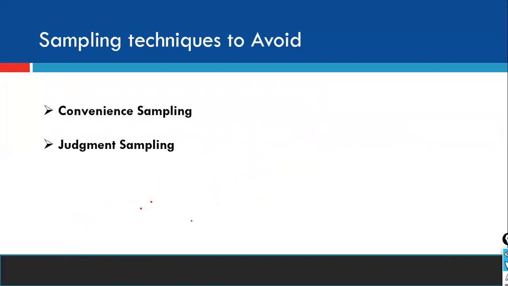Sampling techniques to avoid are convenience sampling and judgment sampling. This is not always a good one. We rarely use these techniques, convenience sampling and so on.